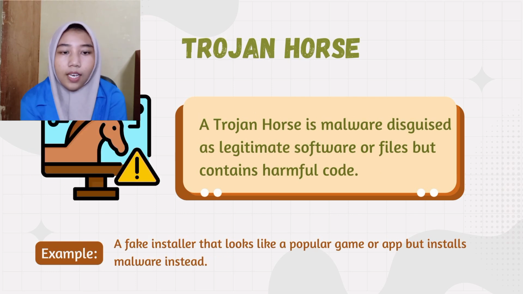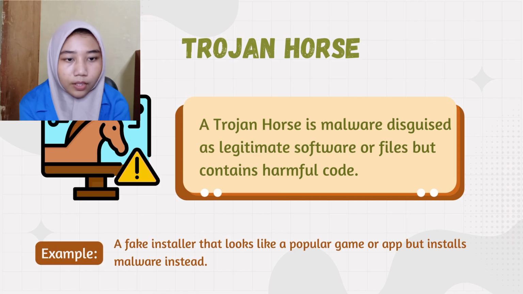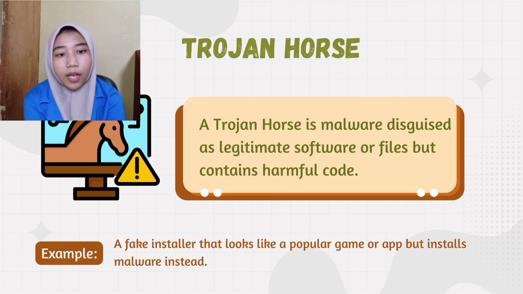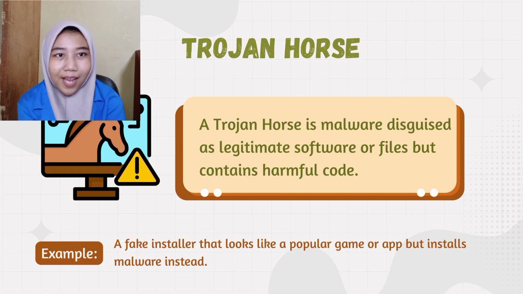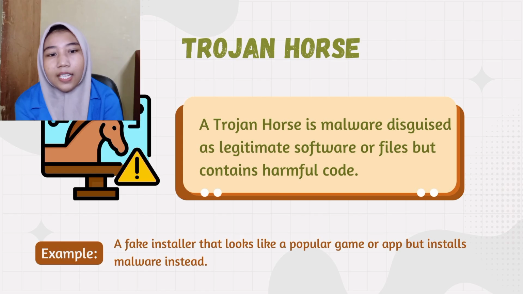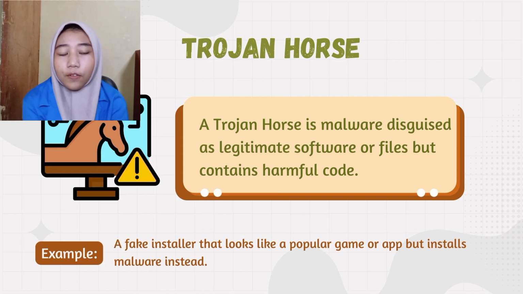Trojan horse. A Trojan horse is malware disguised as legitimate software or files but contains harmful code. Example, a fake installer that looks like a popular game or app but installs malware instead. Users think they're getting something useful, but they're actually inviting harmful software onto their systems.